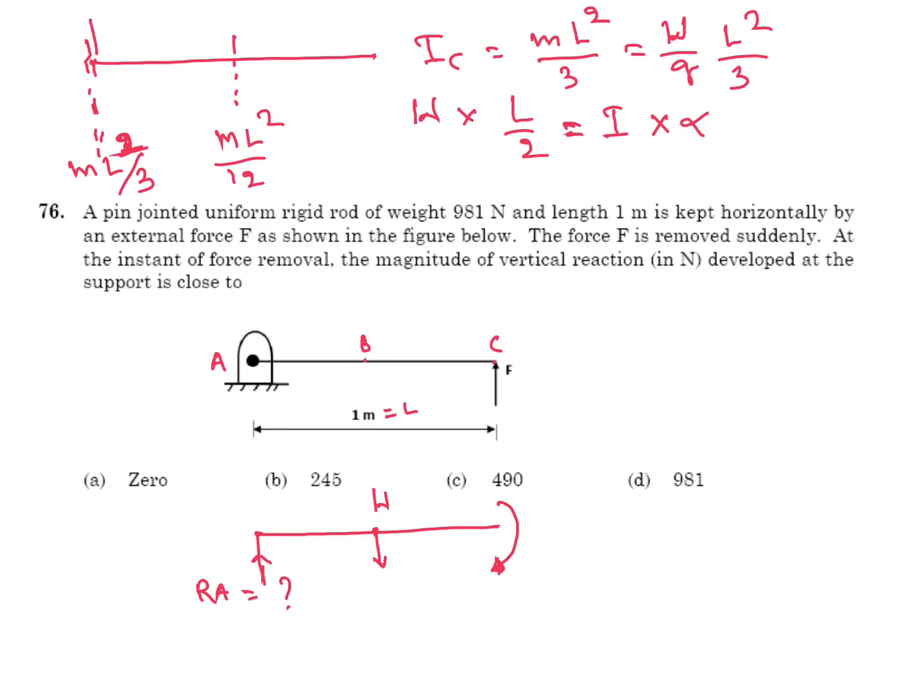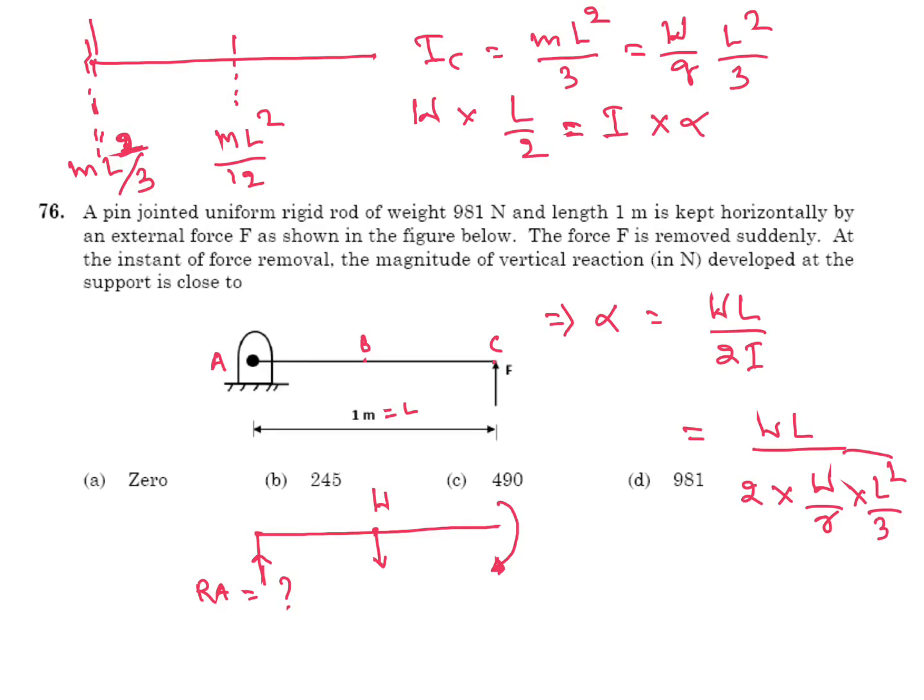Then put the values. Alpha equals WL by 2I, WL divided by 2 into I, and I is W by g L square by 3. So finally W cancels, L cancels, 3g by 2L. This is the alpha value.